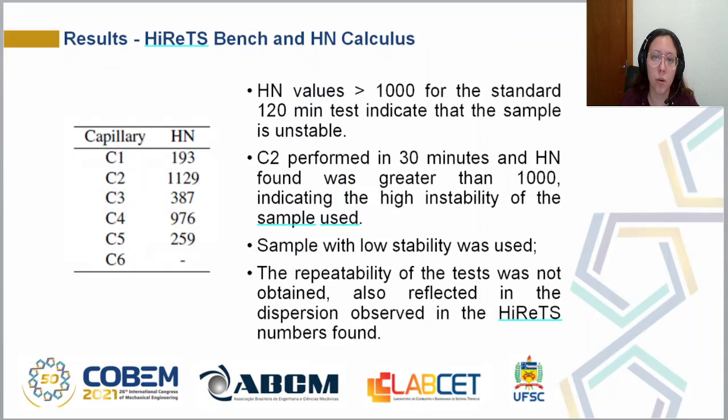In the table below are presented the results of the 4th test of the hierarchy band, and the 5th test was a copy of the 2nd test. But C2 has the lowest stability of all samples. As a result, the 30-minute test presented instability.